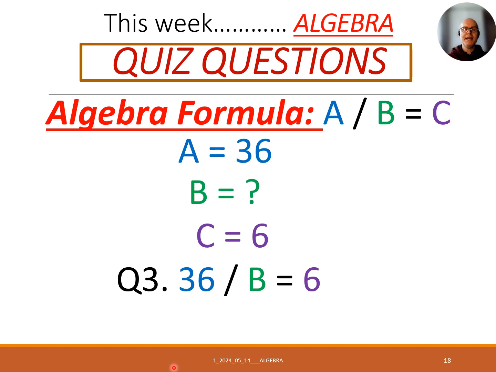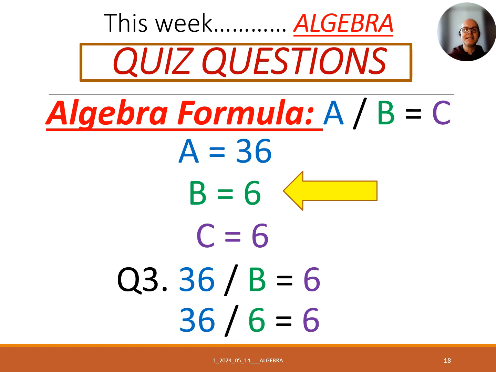Put the numbers into the formula. 36 divided by B equals 6. So what does B equal? 36 divided by which number equals 6? It's 6. 36 divided by 6 equals 6. So B equals 6.